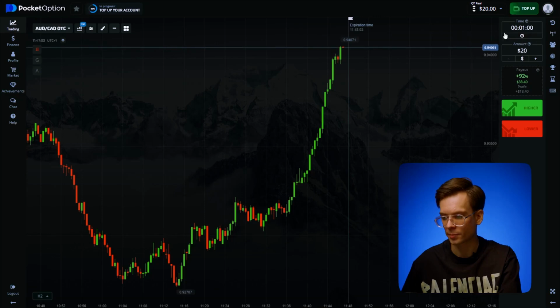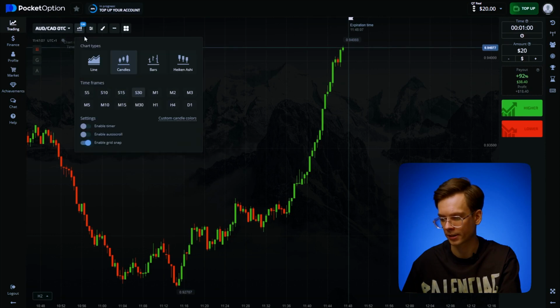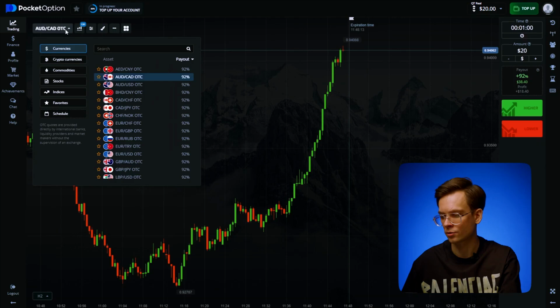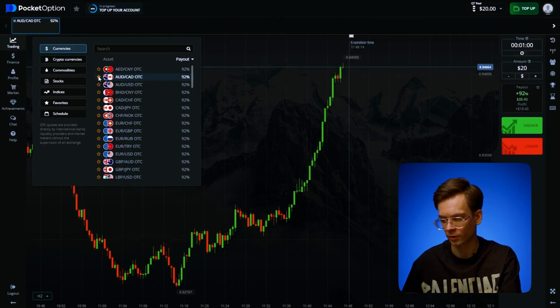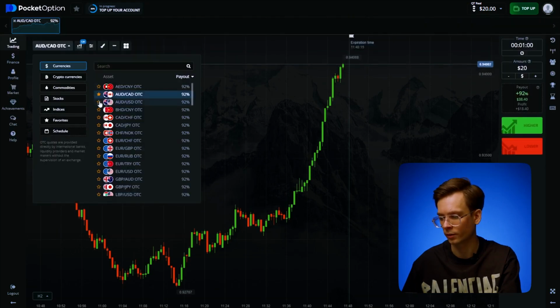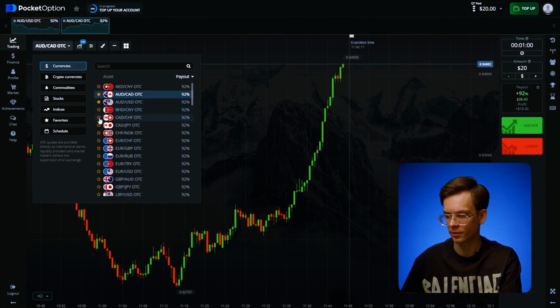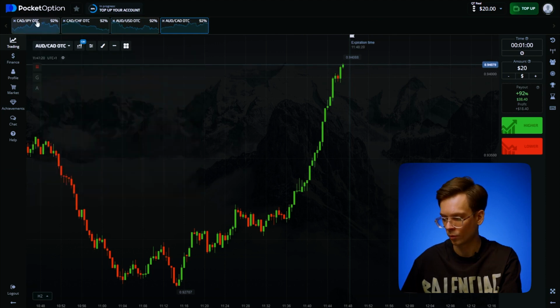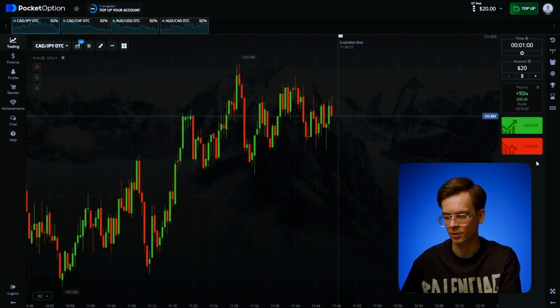Trade duration is gonna be 1 minute. Let's set the candlestick time frame to 30 seconds. The currency pairs I'm gonna work with today are the Australian and the Canadian dollar, the Australian and the US dollar, the Canadian dollar and the Swiss franc, and the Canadian dollar and the Japanese yen. All with the maximum percentage, 92.